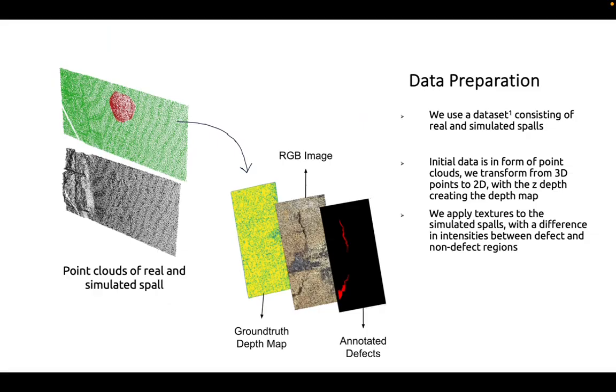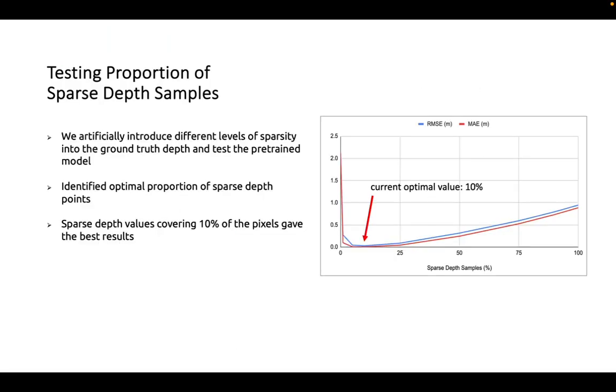We then define a virtual camera and place it close to the point clouds and transform the 3D points to 2D using the z-depth to create a depth map. In the end, we have an RGB image with corresponding ground truth depth and annotated defects.